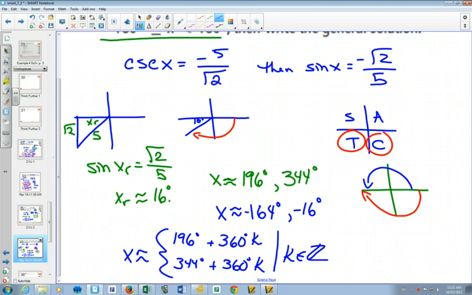For your test on Thursday, the general solution isn't on there. Okay? But all of the solving stuff that you do prior to this very last step is, so that's why I want to do these questions now, because they're almost identical on your test. Okay? Questions for this one are 6 and 7.